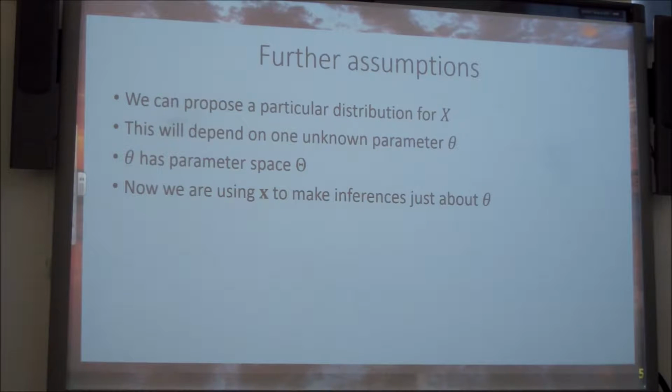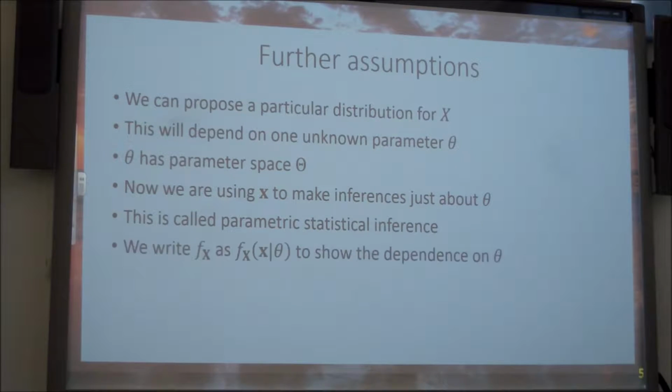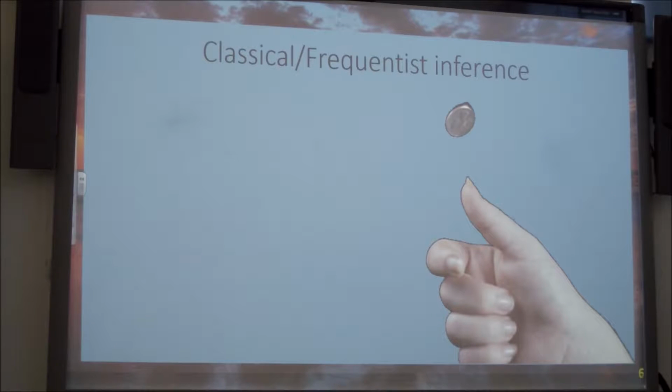So now instead of using the data to learn about fx, we want to use the data to learn about theta, because if we know theta then we know the distribution. And this is called parametric statistical inference. And lastly, we'll write the joint distribution as fx of x given theta to show that we're now dependent on theta. Okay, so we got that out of the way.